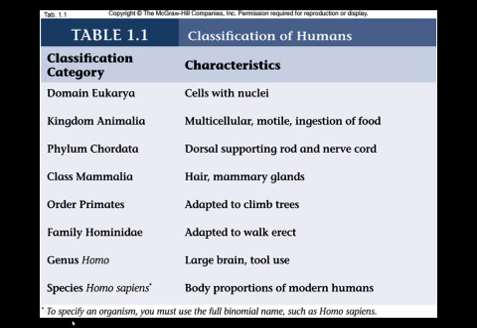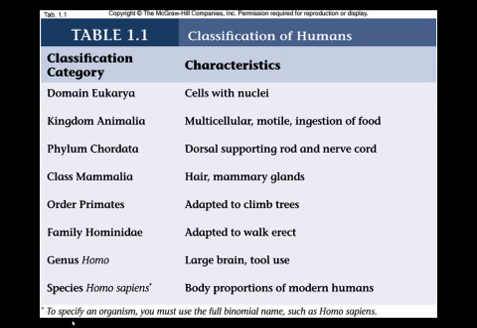Some animals, including humans, possess a dorsal supporting rod called a notochord. These animals are placed into the chordate phylum. If we continue, some members of the chordate phylum possess hair and mammary glands. These are the characteristics necessary to be placed into the class Mammalia.